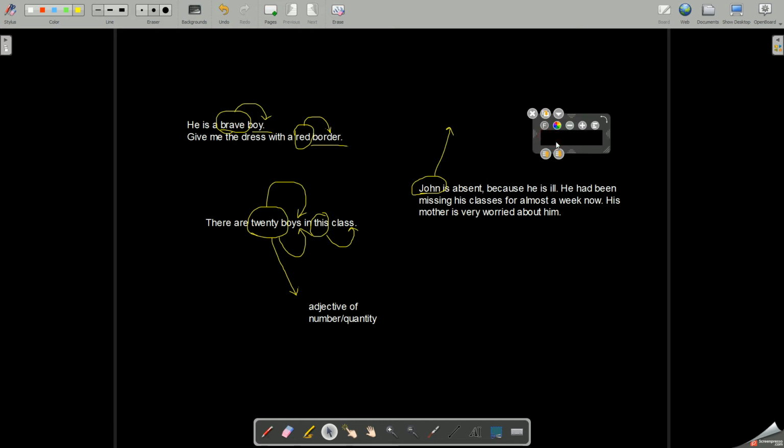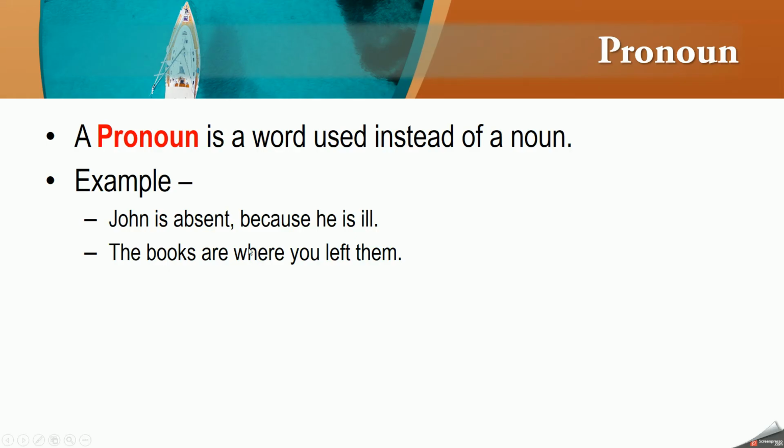It's represented here as an object. Only once it is represented as an object, and rest of the places it is a pronoun. Worried about him. Okay, so these are pronouns. So similarly you can see over here that John is absent because he is ill. The books are where you left them. So you and them are both what? They are pronouns.